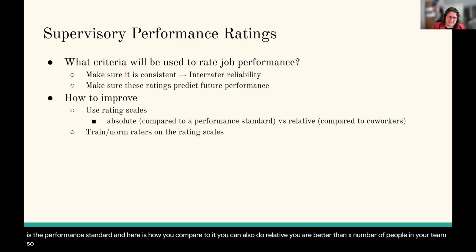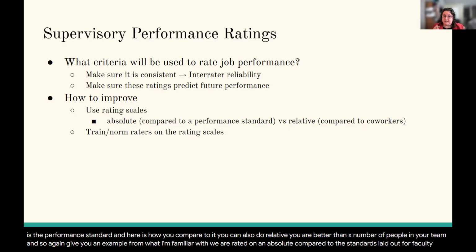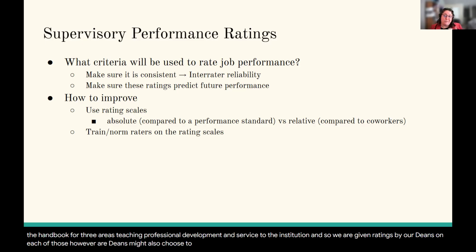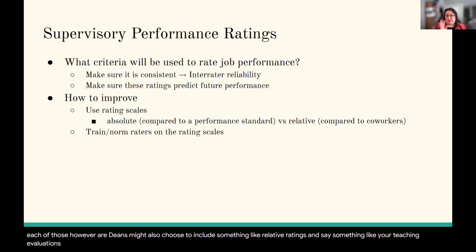And so again, to give you an example from what I'm familiar with, we are rated on an absolute scale compared to the standards laid out for faculty in the handbook for 3 areas: teaching, professional development, and service to the institution. And so we are given ratings by our deans on each of those. However, our deans might also choose to include something like relative ratings and say something like, your teaching evaluations are in the top 10% of everyone in the Bertone School of Social Science.